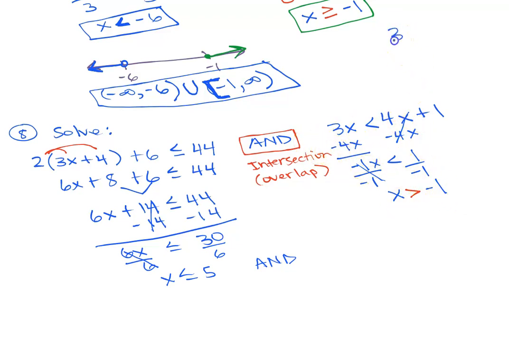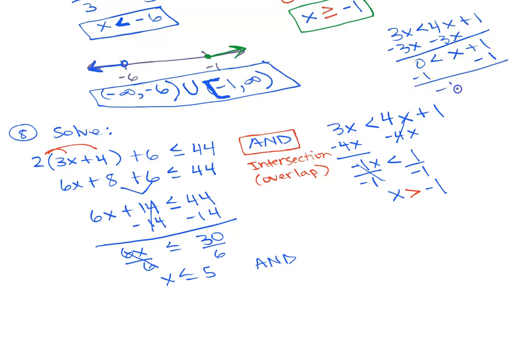Let me just show you up here if we did it the other way, because I want to show you what I mean by reading it backwards. If I chose to subtract my 3x this way, then I end up here with 0 is less than x plus 1, and then I need to subtract that 1 over. So I end up with negative 1 is less than x. And here we had x is greater than negative 1. These are equivalent statements. They are saying the same thing because you have to read this backwards.